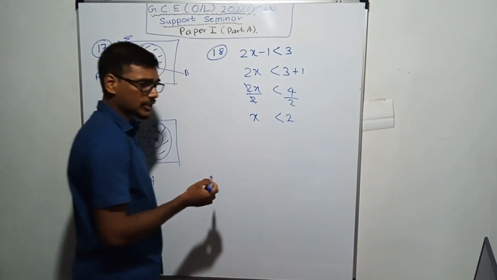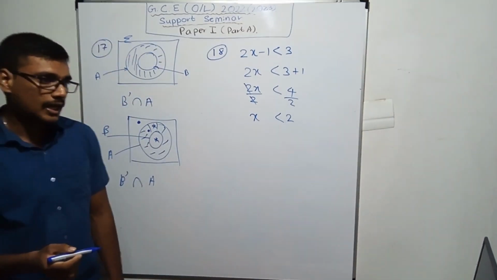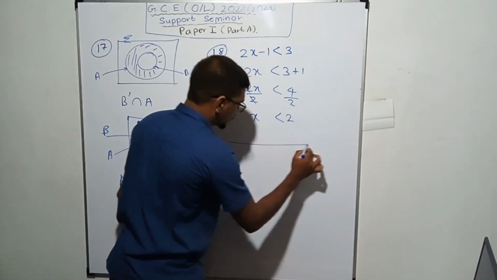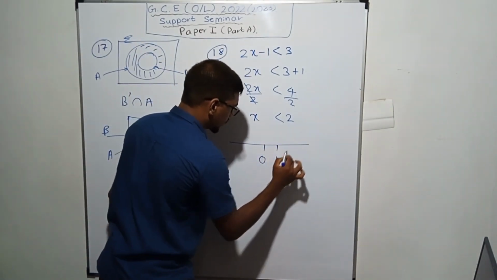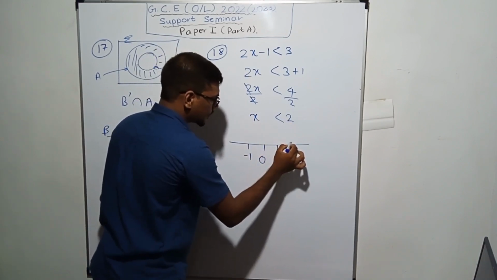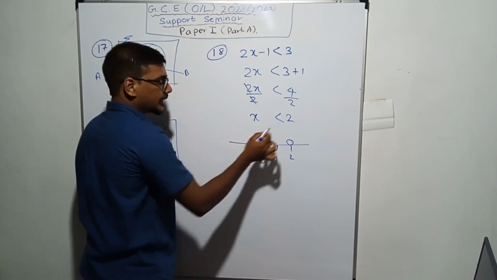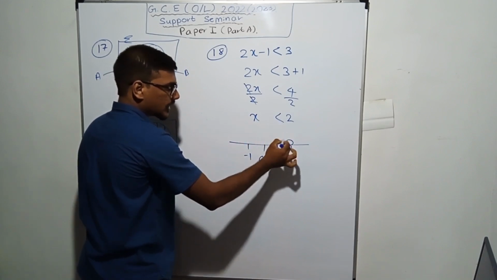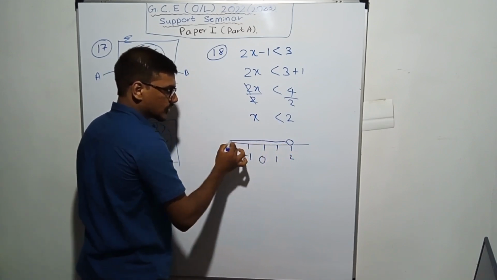If x is less than or equal to 2, they are asking you to find the largest integer. We'll just draw the number line: minus 1, 0, 1, 2. Where is x? Less than 2. So 2 I have to mark. If the equal to mark is not there, we can't say, we just have to draw the line.